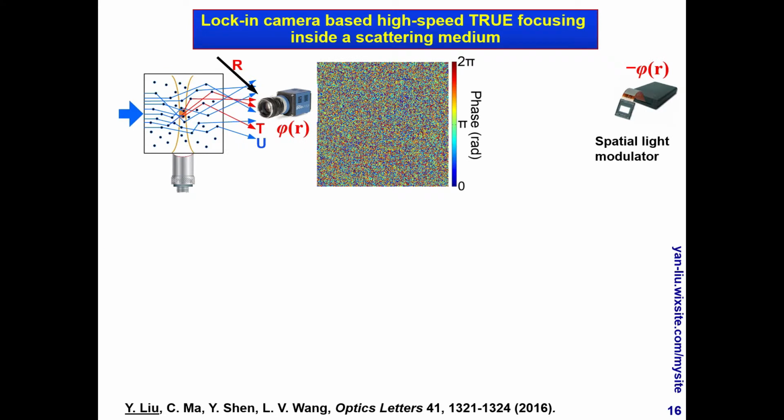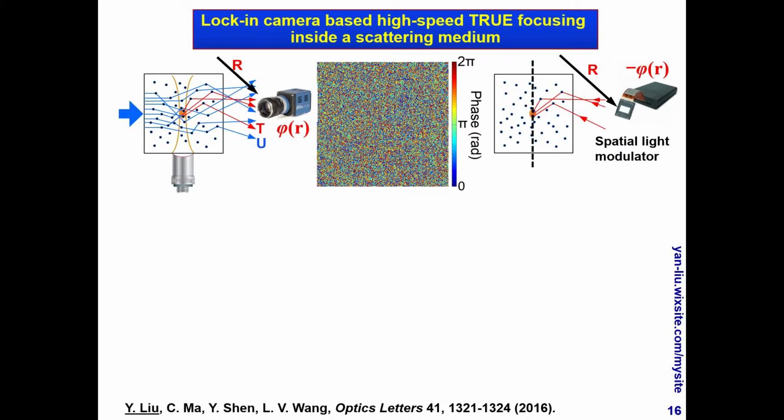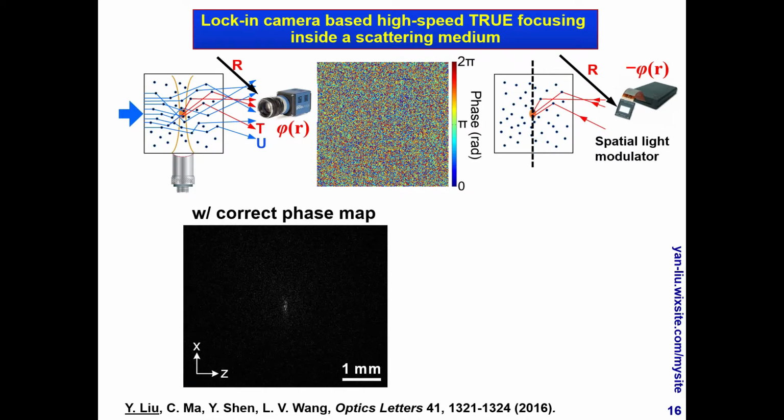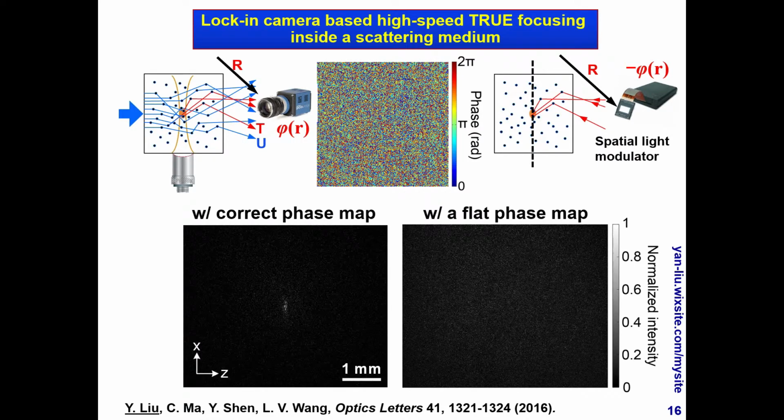To achieve optical phase conjugation, we display the conjugate of this phase map on a spatial light modulator. Upon reflection, a planar reference beam will acquire this phase and become phase conjugate to the ultrasound tag light, so the modulated light would converge to the ultrasound focus. To observe the focus, we place a camera sensor on this plane, and this is the focus we observed. As a control, without using our technique, we cannot see a focus.